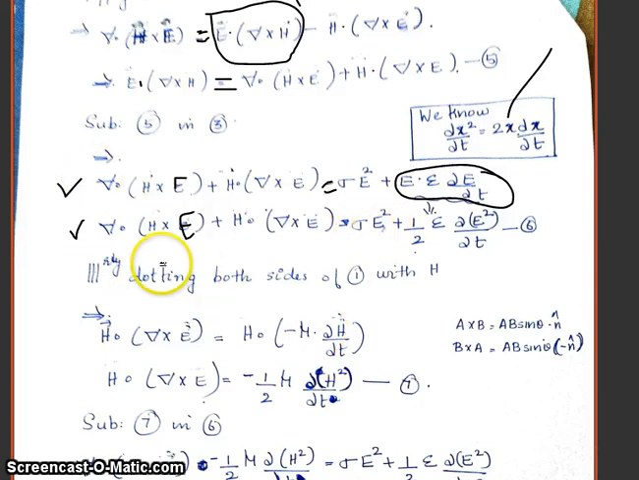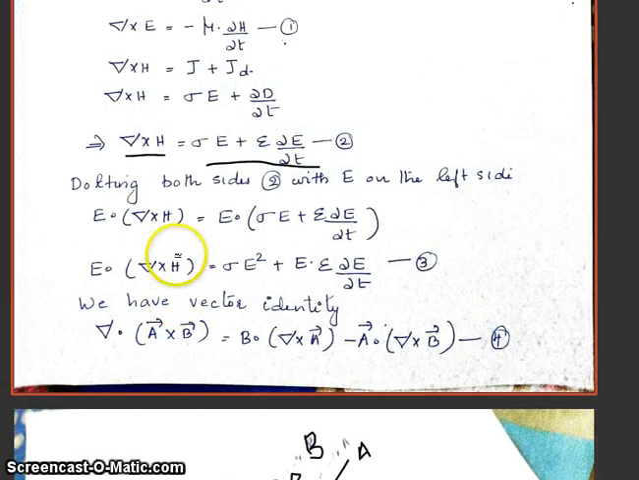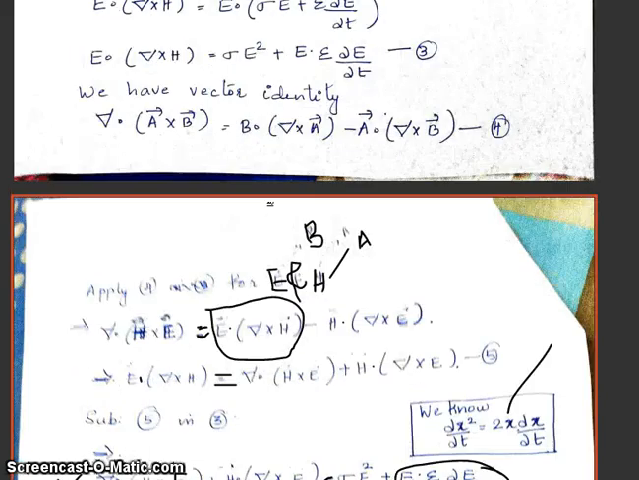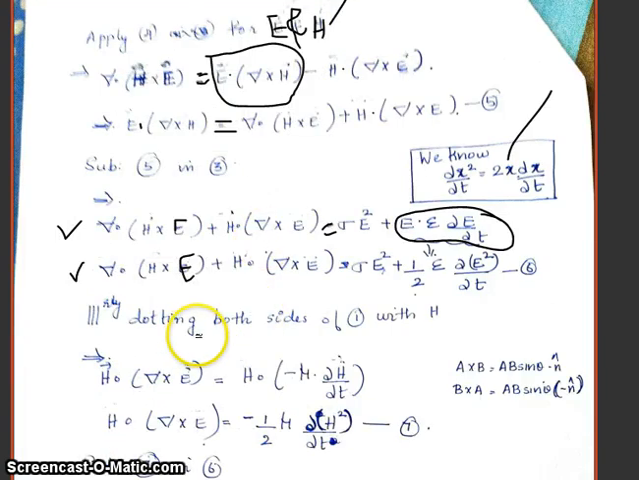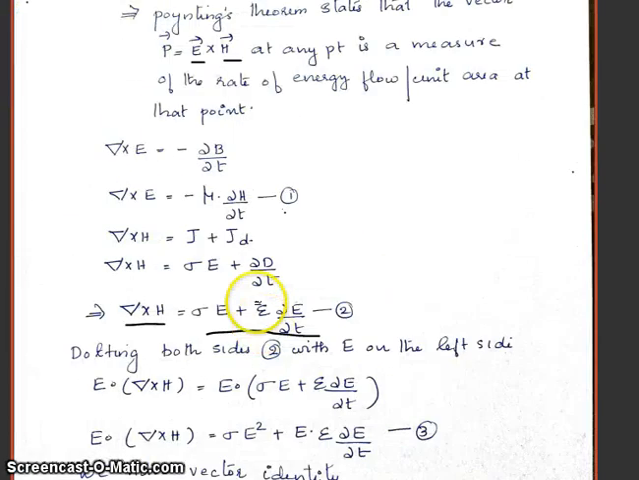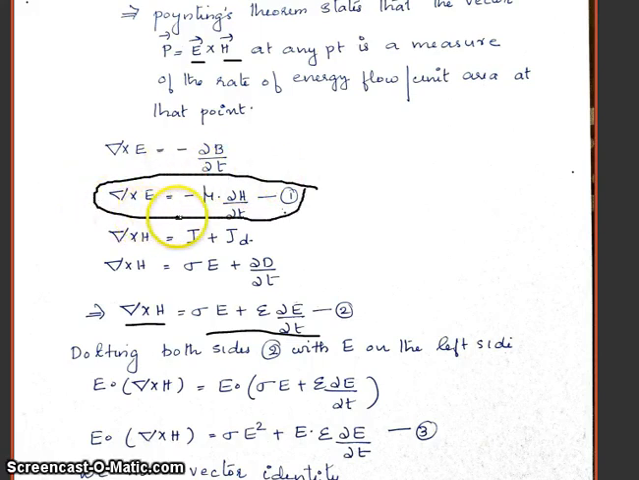Now, as I dotted equation 2 with E, I am going to dot both sides of equation 1 with H.